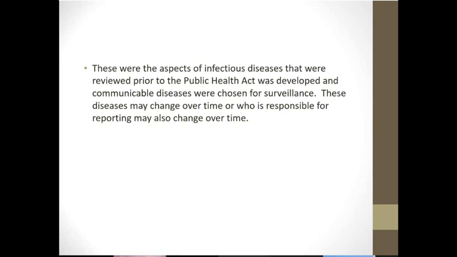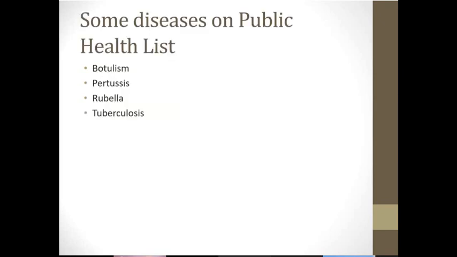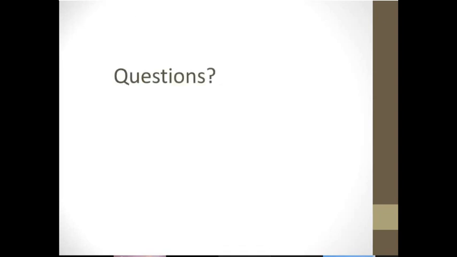So some diseases that you might recognize that are on the public health list are botulism, pertussis, rubella, and tuberculosis. And there are many others, but the likelihood of them showing up in personal care homes is pretty low. So I wasn't going to worry too much about them. But if you wanted to know which diseases are actually required for person-to-person reporting, such as you have to report it, not just the lab, you can always contact me.